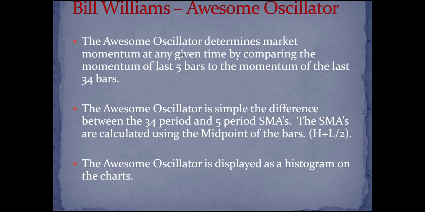The Awesome Oscillator determines the market momentum at any given time by comparing the momentum of the last 5 bars to the momentum of the last 34 bars. The Awesome Oscillator is simply the difference between a 34 period and a 5 period simple moving average. The simple moving averages are calculated using the midpoint of the bars, not the close, the high, the low, but the midpoint, which is the high plus the low divided by 2. The Awesome Oscillator is displayed as a histogram on the charts.